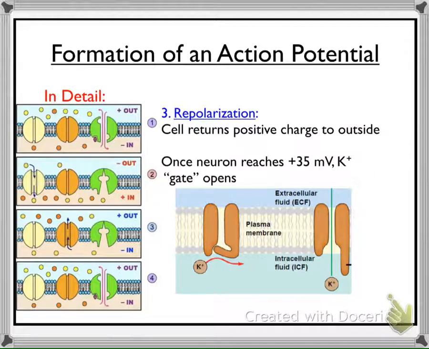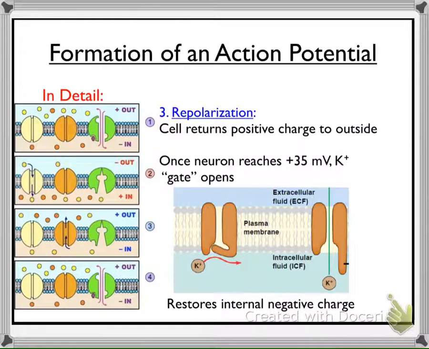So what we see is while the inside of the cell is negatively charged, the potassium gate is closed and no potassium can exit the cell. But then once we hit an internal voltage of positive 35 millivolts, the potassium gate opens and potassium is allowed to exit the axon. And by the time repolarization is done, we will have restored an internal negative charge. And we see that in the third image in our set of illustrations here.